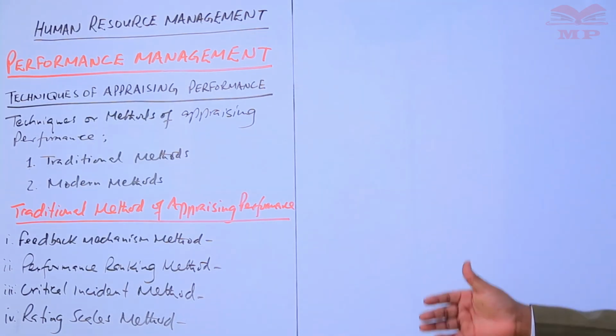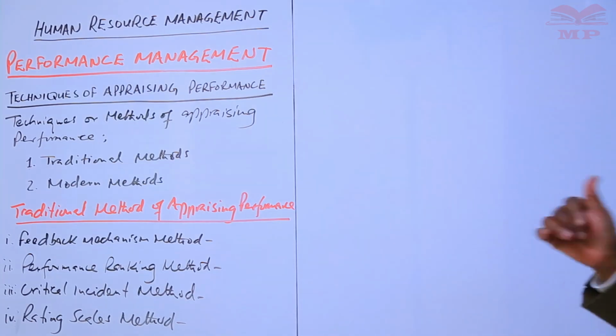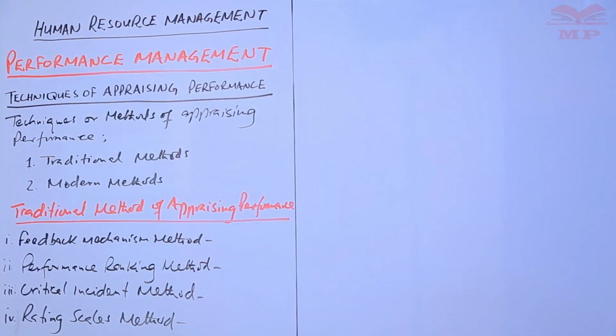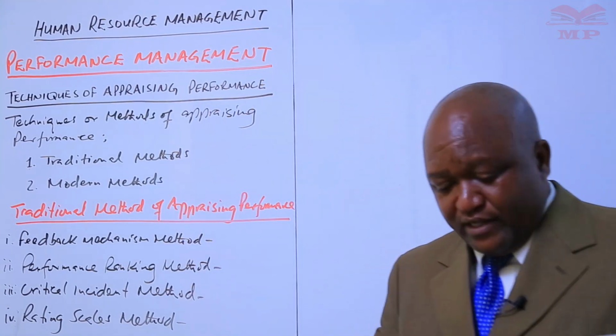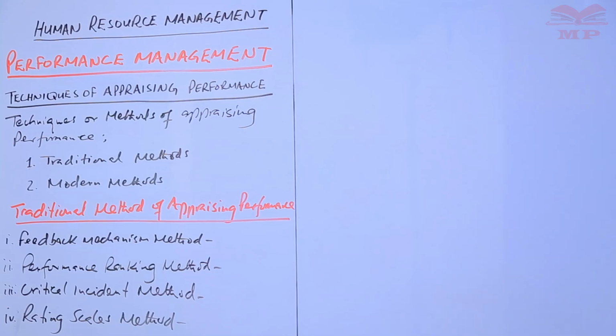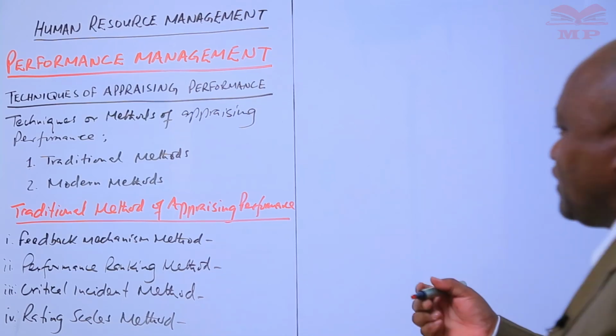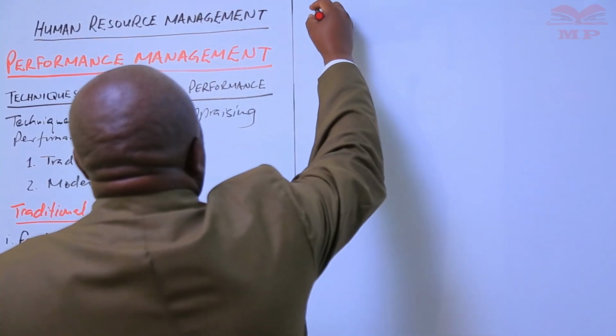So these are examples of performance appraisal methods that may be used in a given setting. And we have indicated that you can have traditional methods. You can also have modern methods of evaluating performance. So we can also have a look at modern methods.